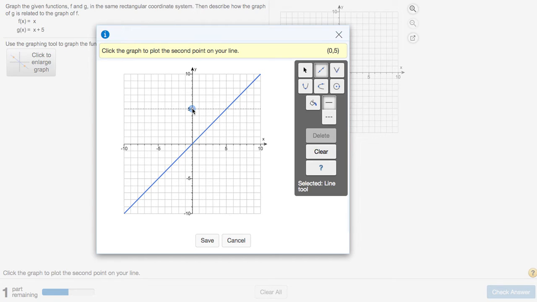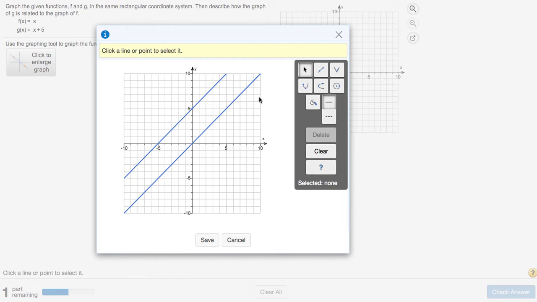Okay, I need a second point. So again, I'm going to go over to x equals 1 and figure out what the corresponding y value is on this function. If you put 1 in place of x, you get 6 for y. So if x is equal to 1, y is equal to 6. So I get the point (1, 6).